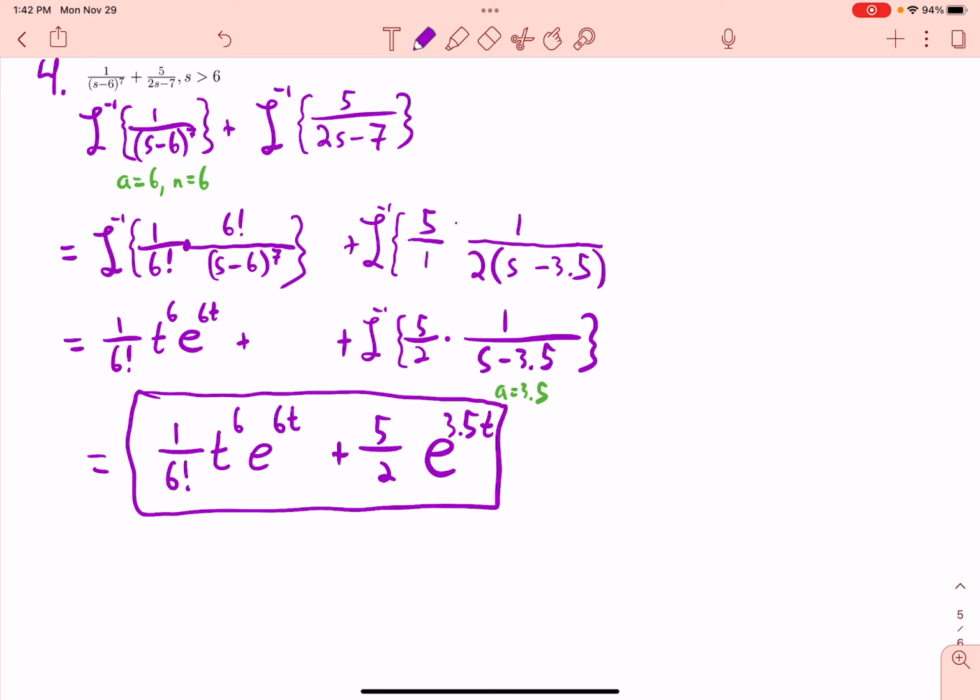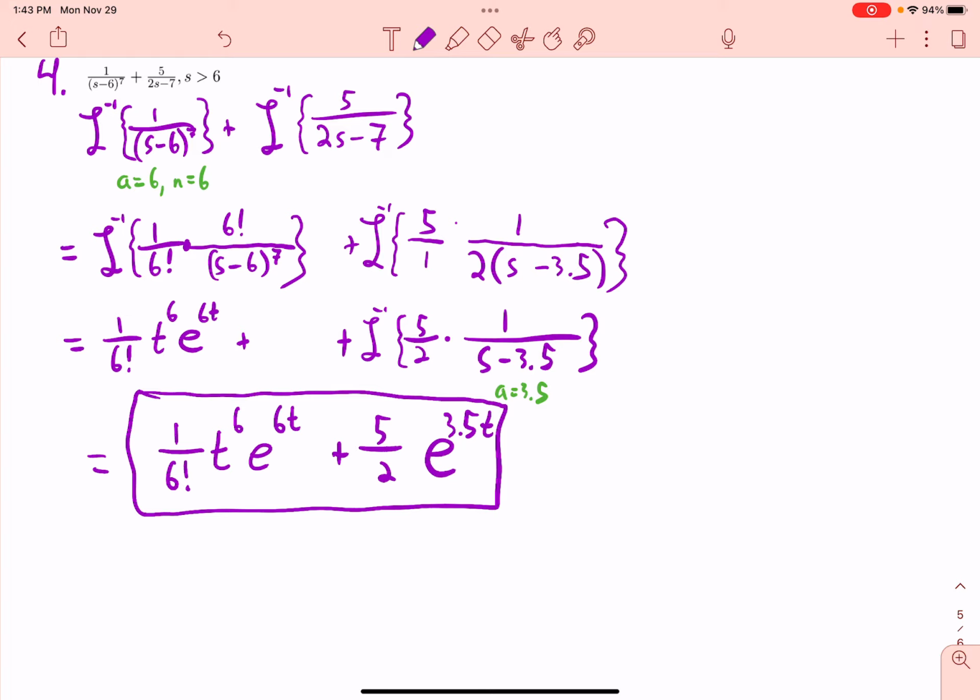So this is our inverse Laplace transform of 1 over s minus 6, whole thing to the 7 power, plus 5 over 2s minus 7. And as you can see, looking at the table and looking at these functions, sometimes the functions just match what's in the table perfectly, and sometimes you have to do a little bit of algebra work to rewrite them so that they match what's in the table. That was the strategy that we used in the second one, factoring out the 2 on the bottom and moving that 5 off of the top.